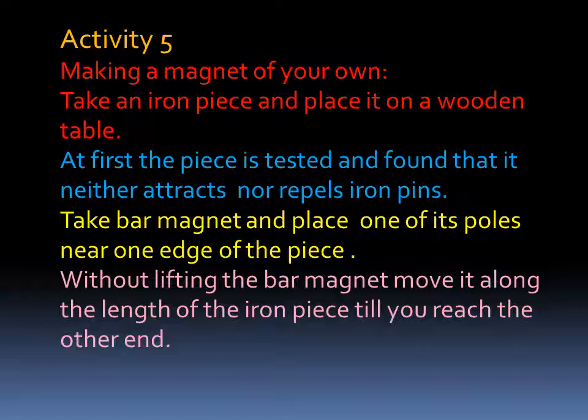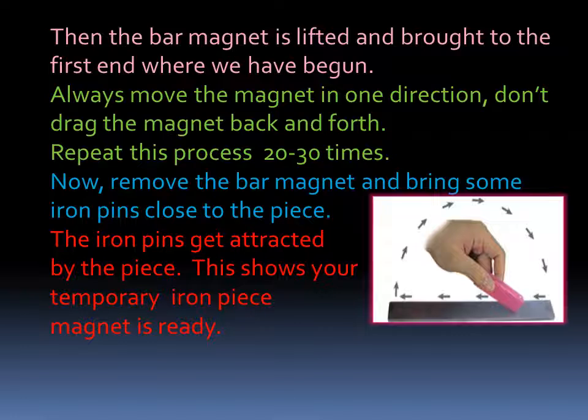Take a bar magnet and place one of its poles near one edge of the piece. Without lifting the bar magnet, move it along the length of the iron piece till you reach the other end. Then the bar magnet is lifted and brought to the first end where we began. Always move the magnet in one direction. Don't drag the magnet back and forth. Repeat this process 20 to 30 times.